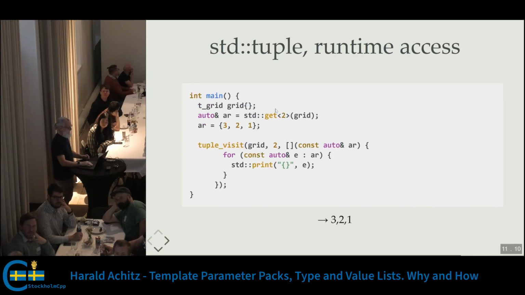And what it looks like, we have the grid. And I get the second element, and then I assign my coordinates to it. And then I say tuple visit, grid. I want the second one. I put my function. Everything is auto. So it will work for all the arrays in the tuple. It will print all the arrays because auto is so beautiful.